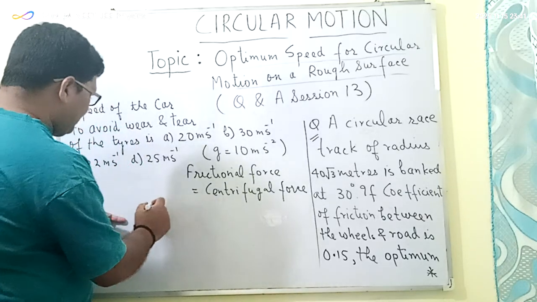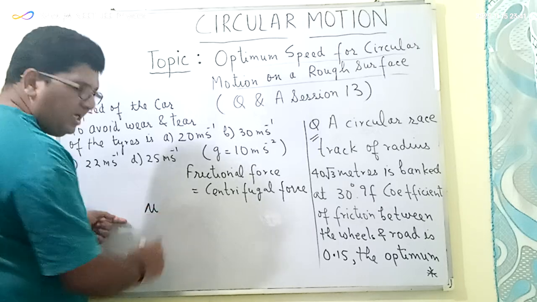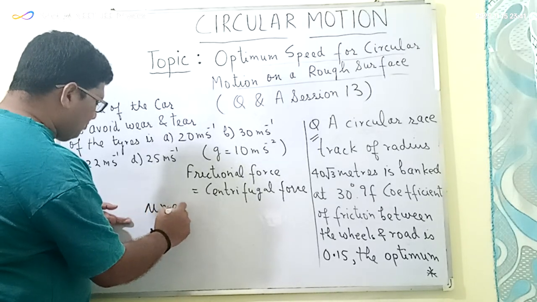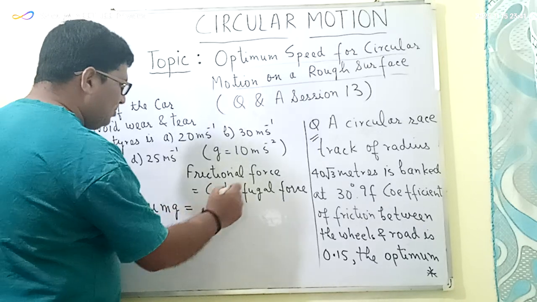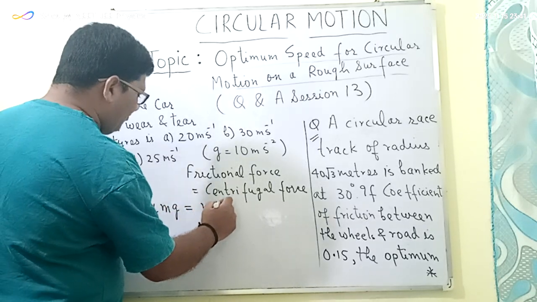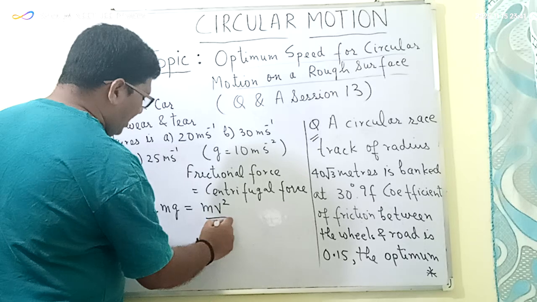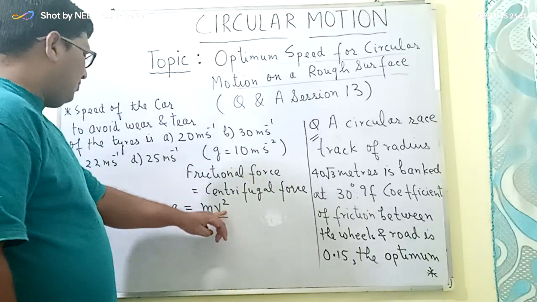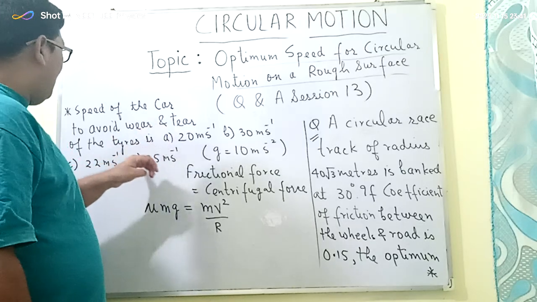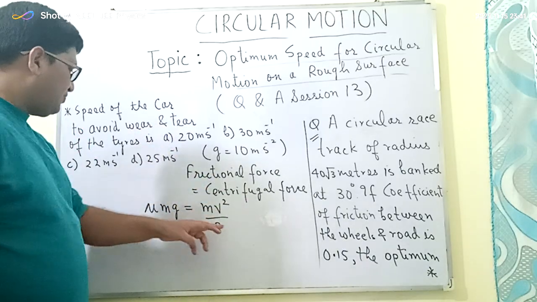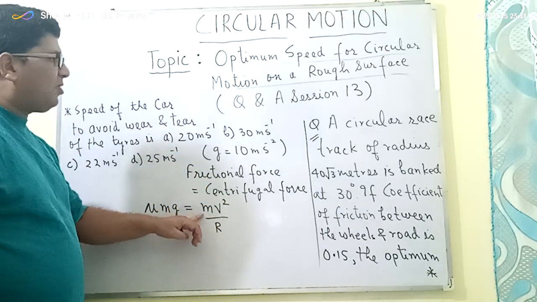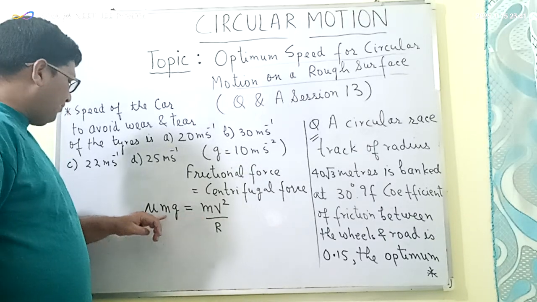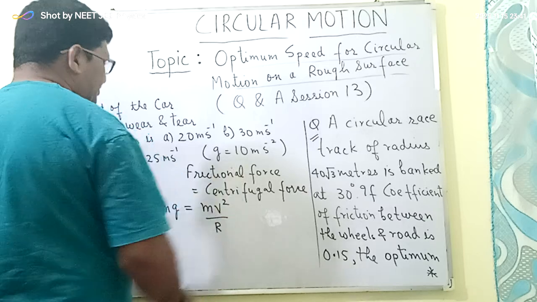Now the frictional force is equal to mu N, where N is the normal reaction, and N is equal to m g. So mu m g is equal to the centrifugal force, which is m v squared by r, where r is the radius of the racing track, v is the optimum speed which we have to calculate, m is the mass of the racing car, mu is the coefficient of friction, and g is the acceleration due to gravity.